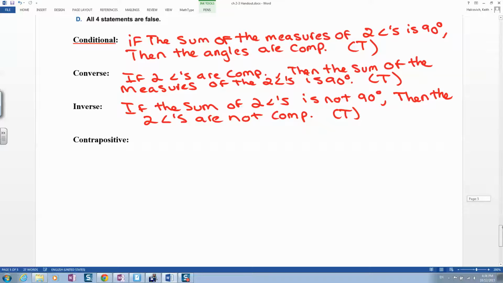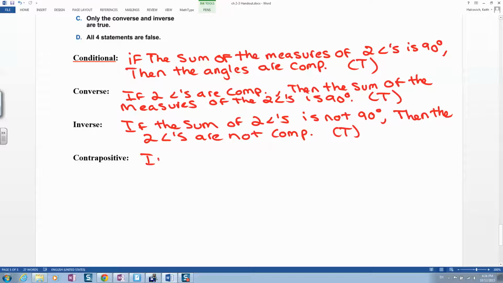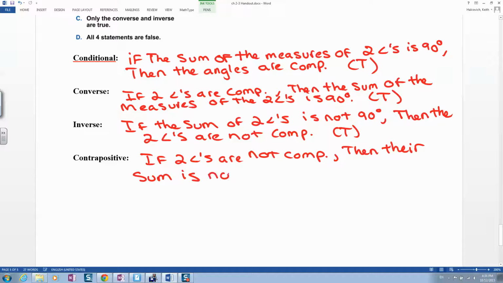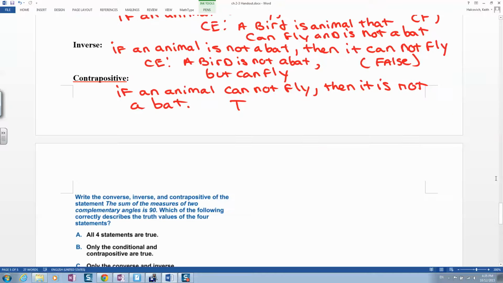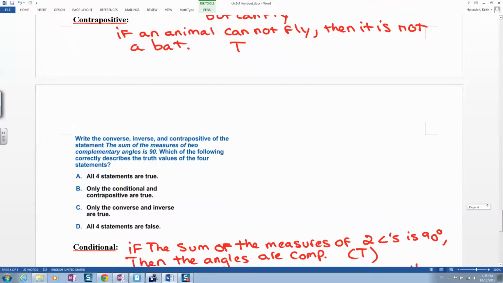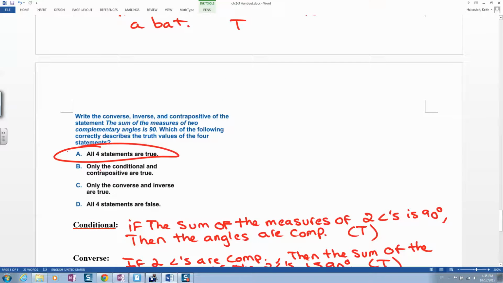And then last but not least, the contrapositive: if two angles are not complementary, then their sum is not 90 degrees. And that is true. So notice all four statements here are true. So A is true.